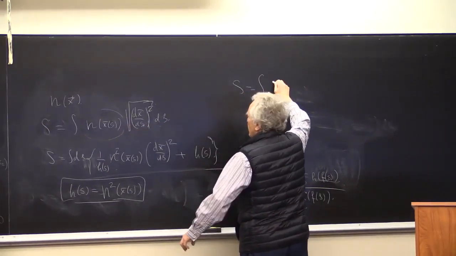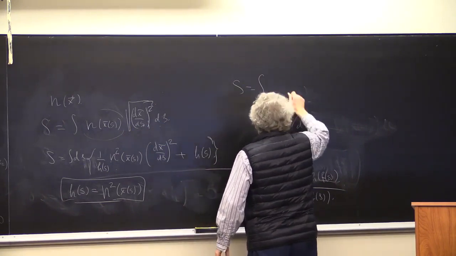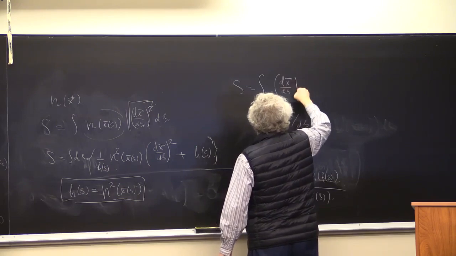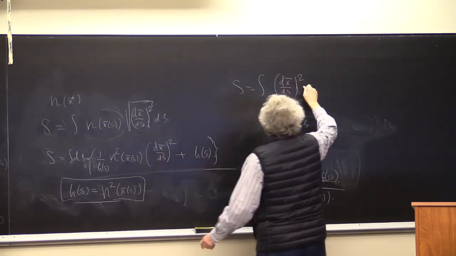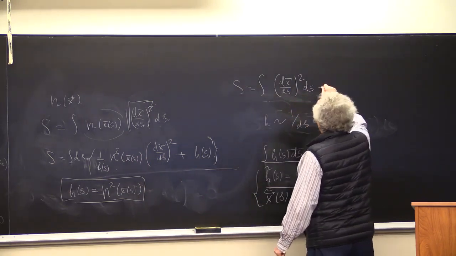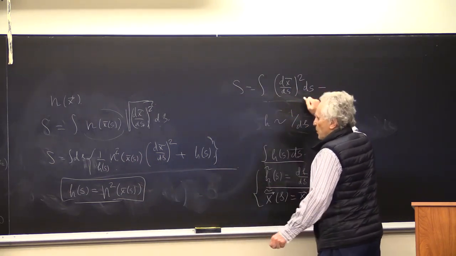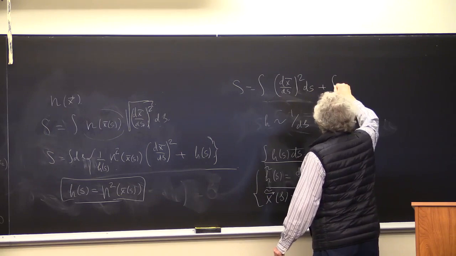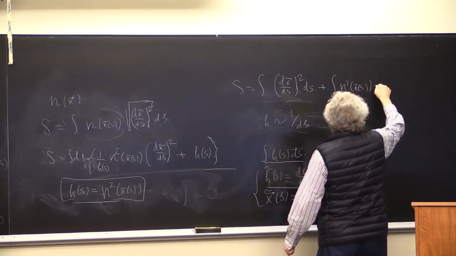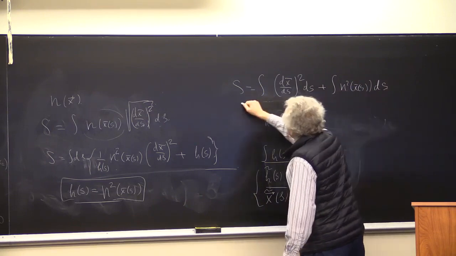So we have the action, the integral of dx ds square, n square disappeared from here, plus the integral of n square of x of s ds.